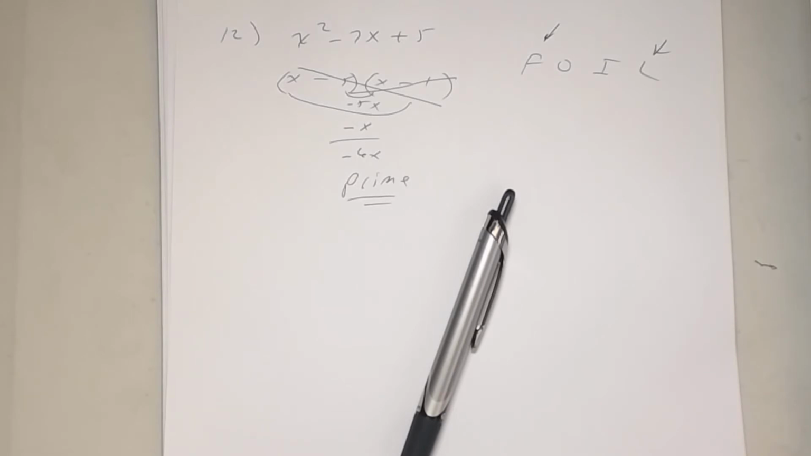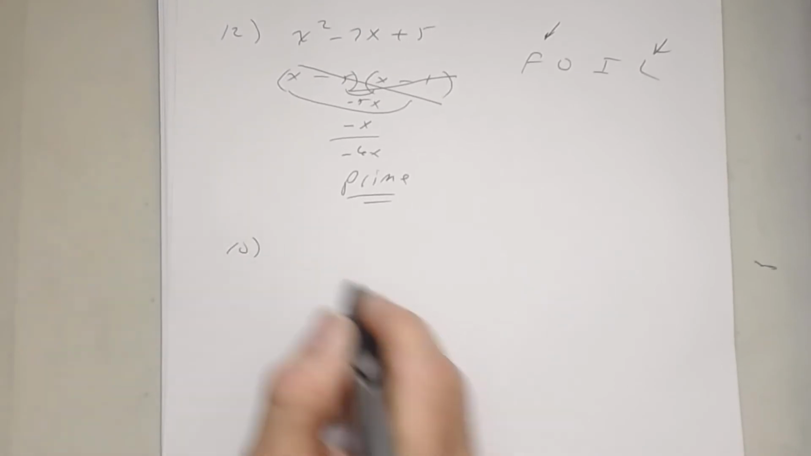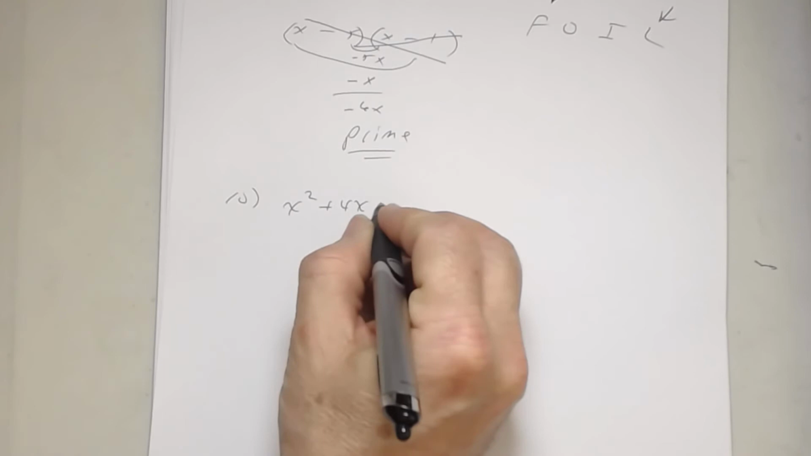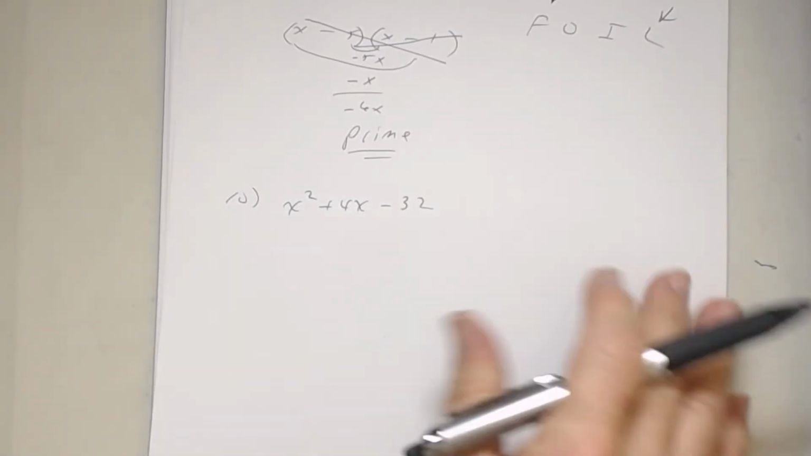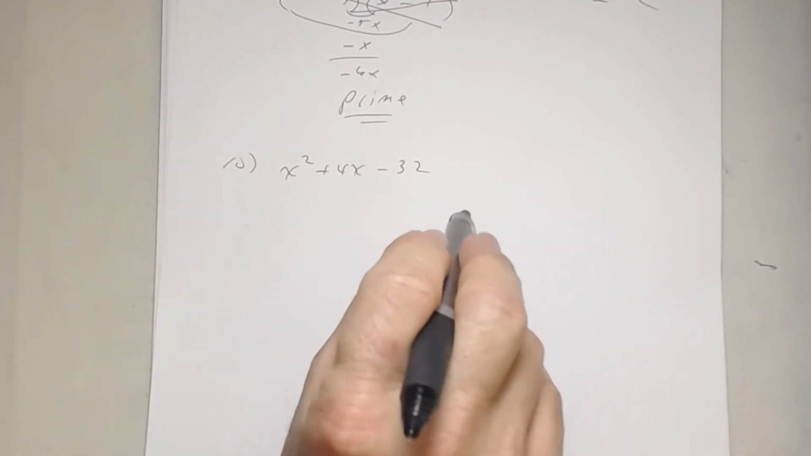All right, let's look at 10. You have x squared plus 4x minus 32. X squared plus 4x minus 32.